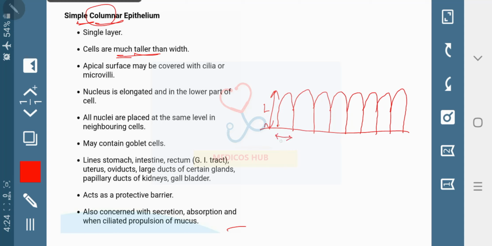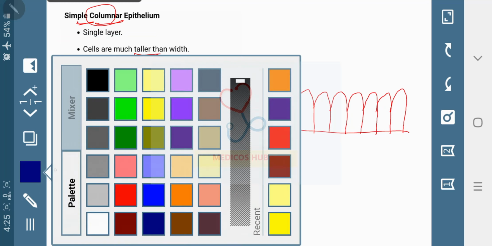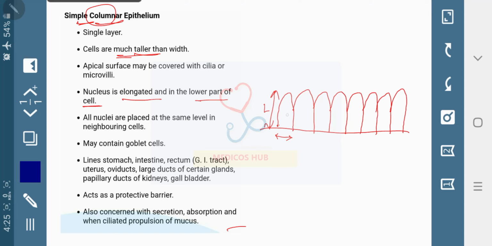The length is always greater. Okay, and you should remember the nucleus is elongated and in the lower part of the cells. The nucleus is elongated and present at the lower part of the cells. See, this is how you can make the nucleus. This nucleus is not present at the middle. Okay, lower part of the cells and elongated.